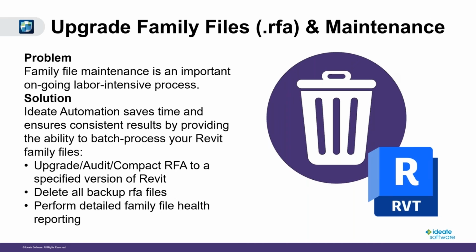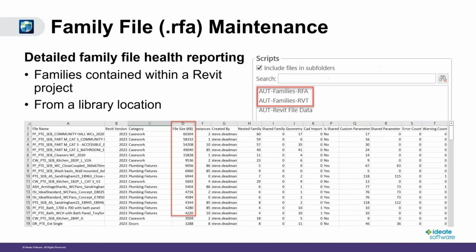Other workflows include upgrading families, RFA maintenance, for example, upgrading, auditing, compacting RFAs to any Revit version that you want. You're able to delete all backup files. When you edit a family, a 001 file gets created, and that's something that we are able to clean. And you can also perform detailed family and file health check reporting. And this is how that looks.